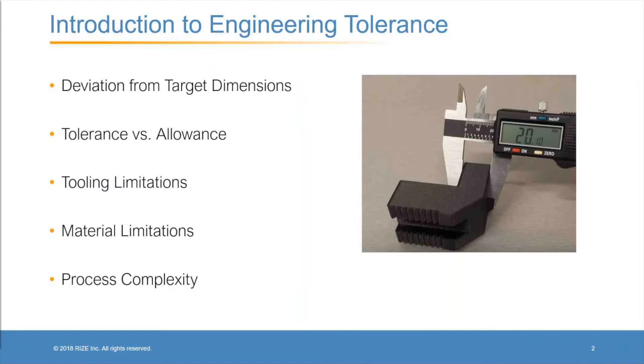So first, I'll talk about what I mean by tolerance. What I mean when I say engineering tolerance here is a deviation from the target dimension of a given portion of a part that you are trying to produce. So this is specifically the amount that the dimension varies away from what you were aiming at.